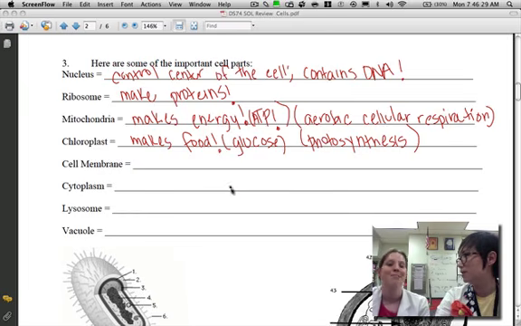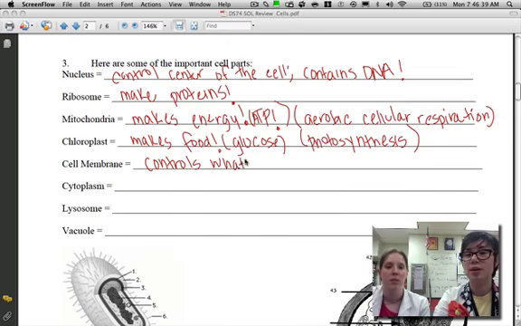All right, the cell membrane. All cells have a cell membrane. And what's the cell membrane's job? The cell membrane is the door. It controls what enters and exits the cell. So another way of thinking about it, we can say that the cell membrane basically maintains homeostasis. So it maintains balance for the cell.